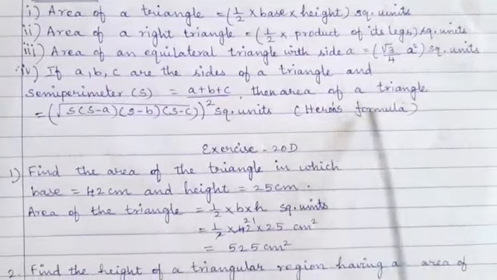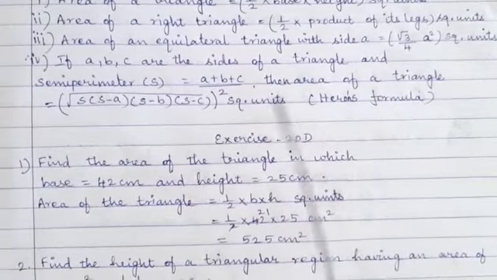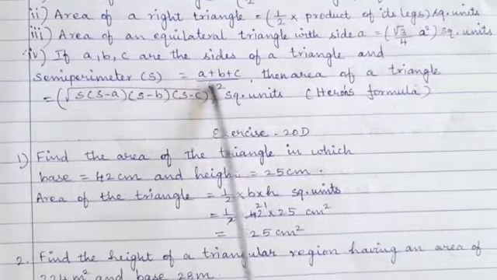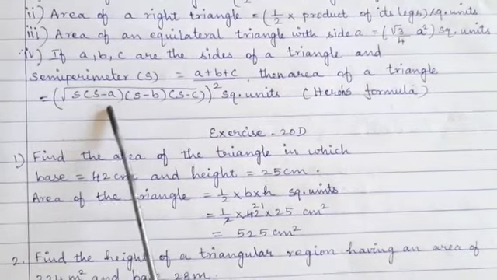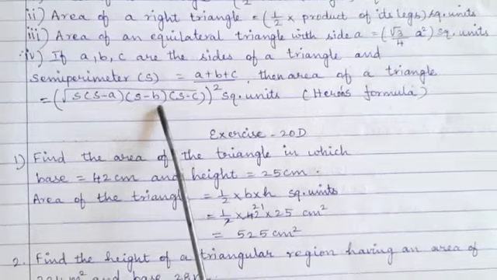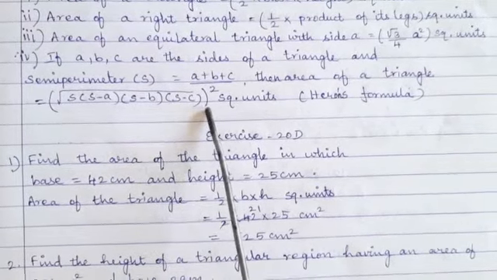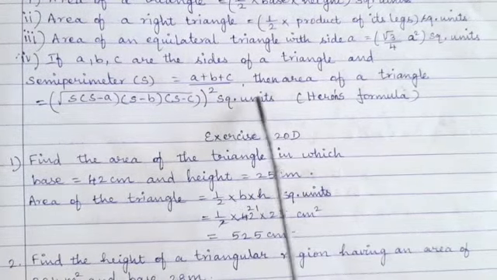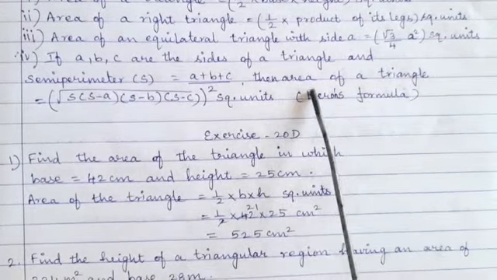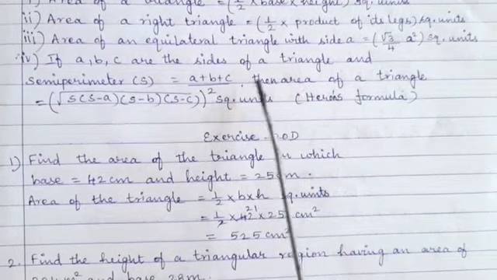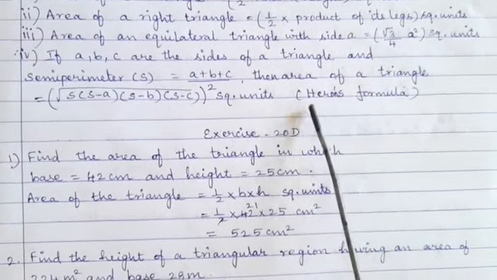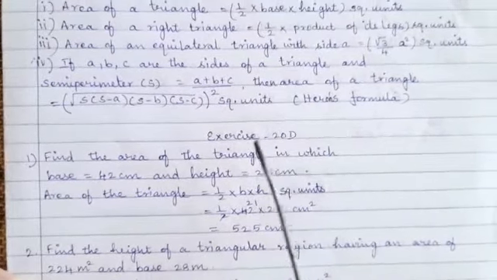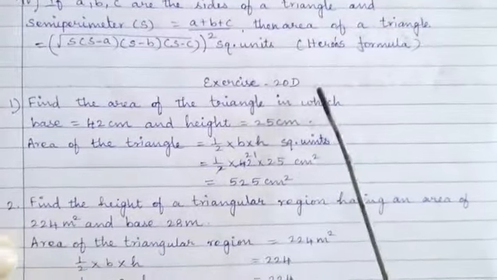This formula is known as Heron's formula. So what is the formula here? Area of a triangle is equal to square root of S into S minus A into S minus B into S minus C. First, we find the semi-perimeter of all the sides, then we calculate the area of the triangle. If all the sides are different, then we will use this formula, that is known as Heron's formula. Now based on these formulae, we will solve exercise 20D.